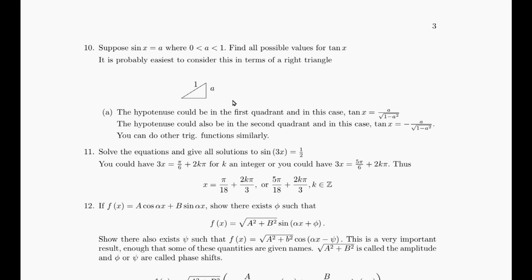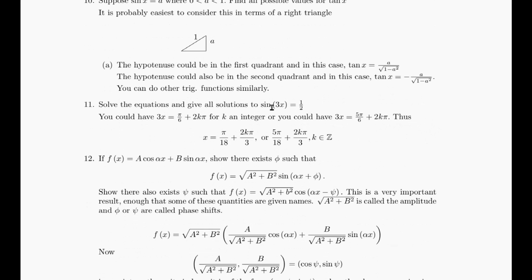However, you could have the angle of interest in the second quadrant, and in this case, the tangent of x would be negative. So you'd have negative a over the square root of 1 minus a squared. And you can go on and on worrying about various cases.